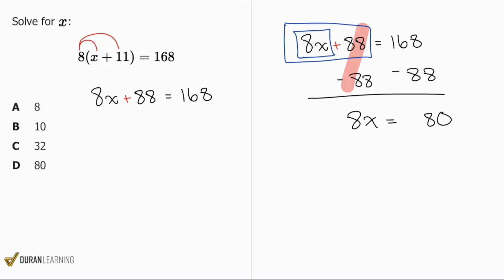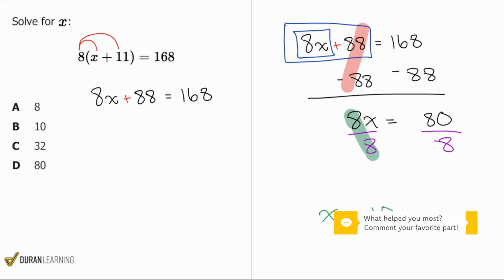And now that we're here, the last step that we need to take is getting rid of the 8. So divide both sides by 8. Booyah, we're good. Cancels out. And we are left with x equals 10. 80 divided by 8 gives us 10. And there we are. Correct answer is answer choice B.